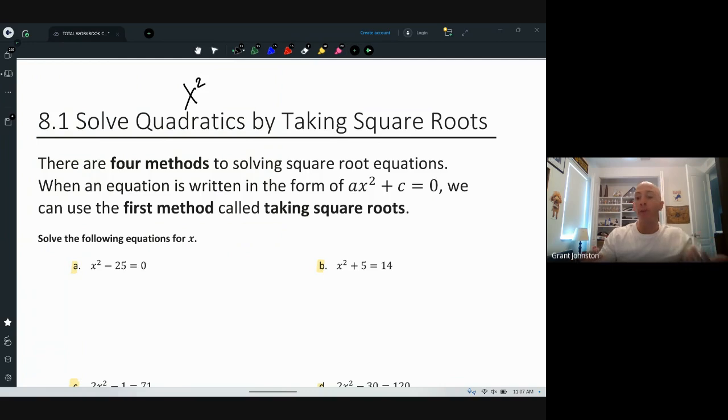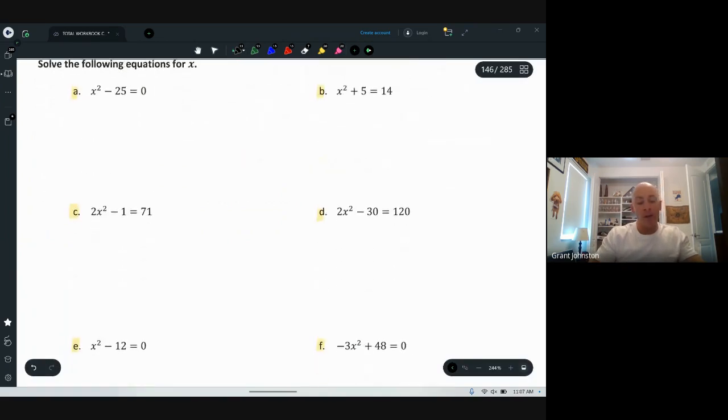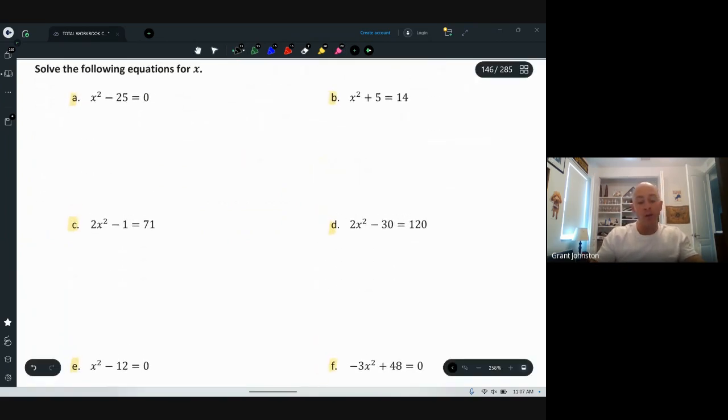Okay, so this first method we're going to be doing is called taking square roots. And you can really only use this method when it's written somewhat in this form. And we'll get to that later. But let's get it started here. It says solve the following equations for x.